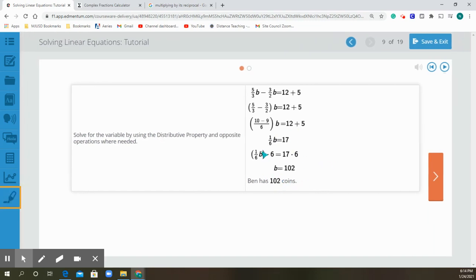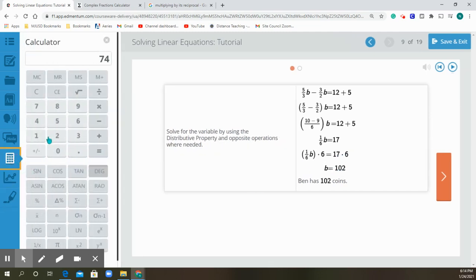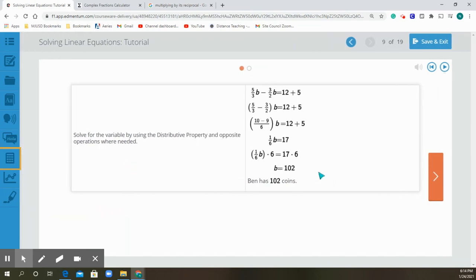All right, and then it's simple multiplication of the 6 to get the B by itself. 17 times 6 equals 102. Remember, use your tools. Don't try to do this stuff in your head. That's insanity. So Ben has 102 coins.